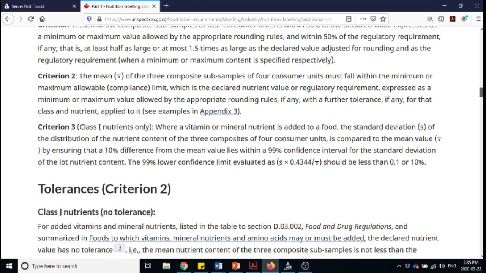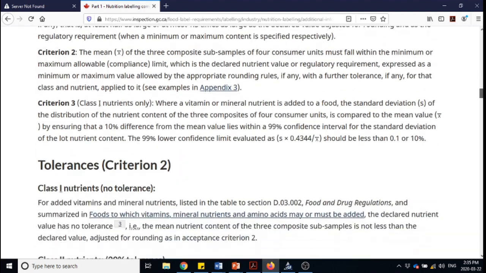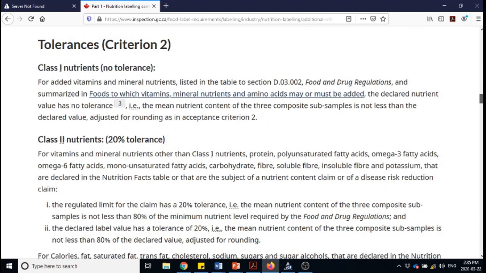And then criterion 3, this is where there's only a 10% difference from the mean allowable. So a lot of stats going on here. And again, this is why many food companies are hesitant to do nutrition front of label claims for nutrient content or diet related management, because all of the stats then suddenly apply. So now we're going to jump into tolerances.